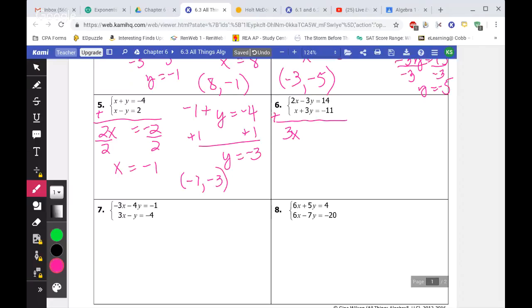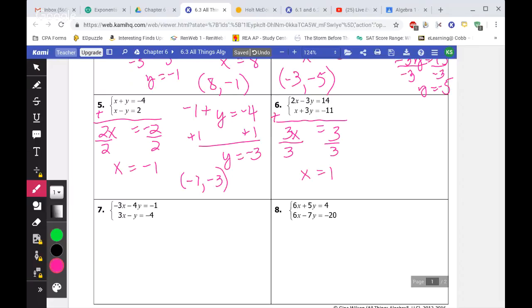And then -3y plus 3y, that cancels each other out. So we have 14 plus -11. So that's going to give me 3. So now I have a simple linear equation. Divide both sides by 3.